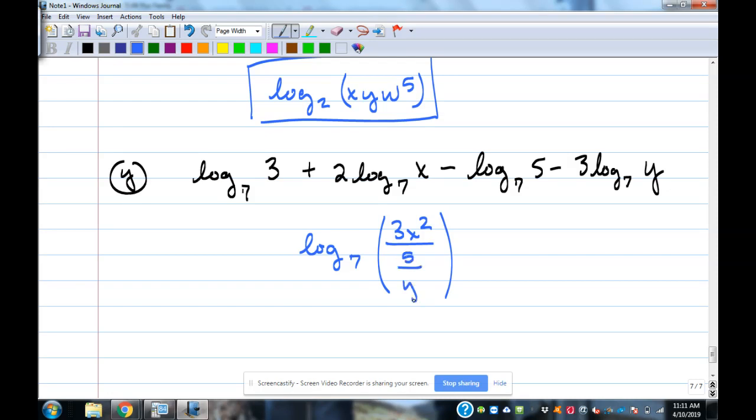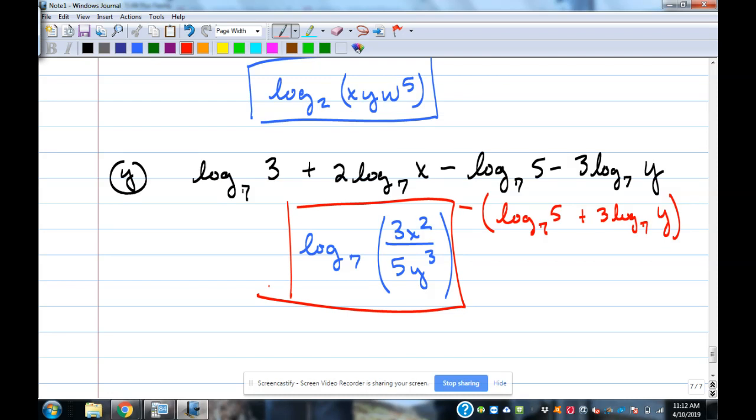Is it going to be 5 over y to the 3rd like that, or 5y to the 3rd like that? And why is it that one and not the other? Yeah, because in reality, this is minus log base 7 of 5 plus 3 log base 7 of y. That's really where that comes from, because they're both minus signs. Anytime you have multiple minus signs in there, you're going to combine those with multiplication. You're not going to do a double division. There's no double divisions. Okay. So if you'll just remember that, it's no double division in condensing logarithms. And then we have one single logarithm.